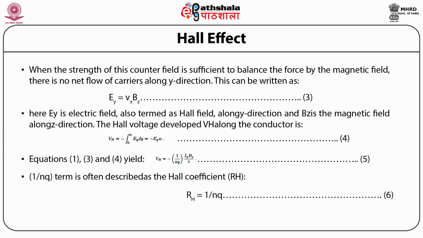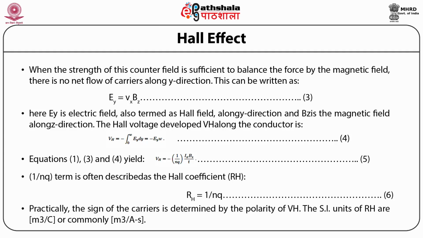The sign of the Hall coefficient depends on the type of carriers, such that it is positive for positive charge carriers and negative for negative charge carriers. Practically, the sign of the carriers is determined by the polarity of Vh. The SI unit of Rh is m cubed divided by C, or commonly m cubed divided by A-s.